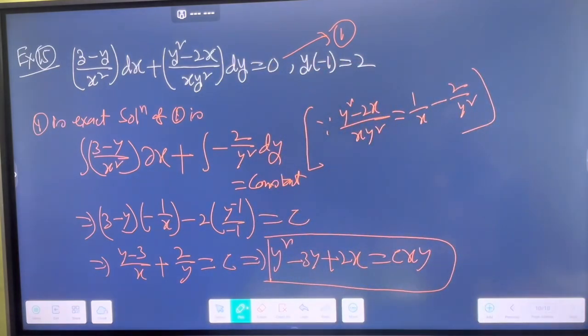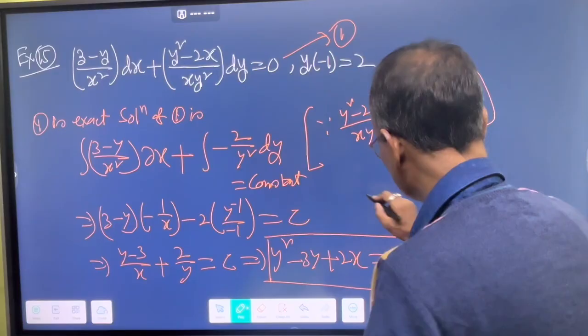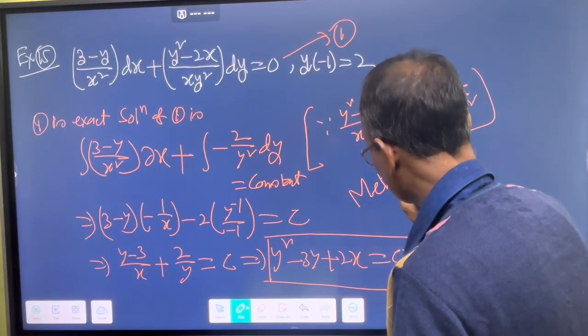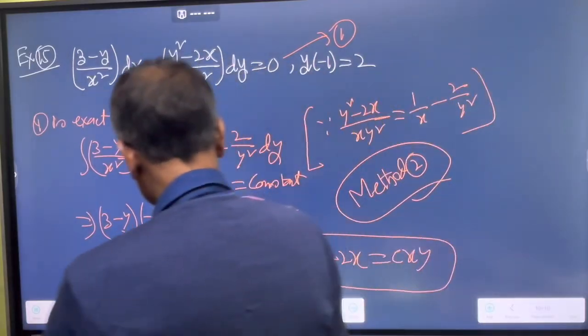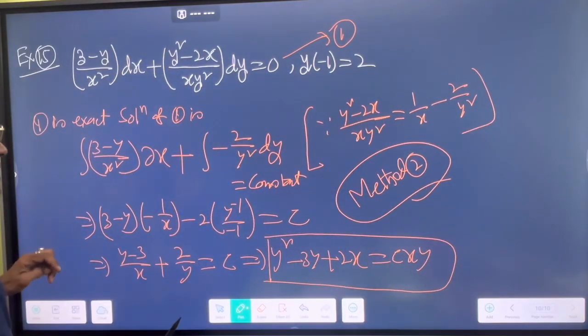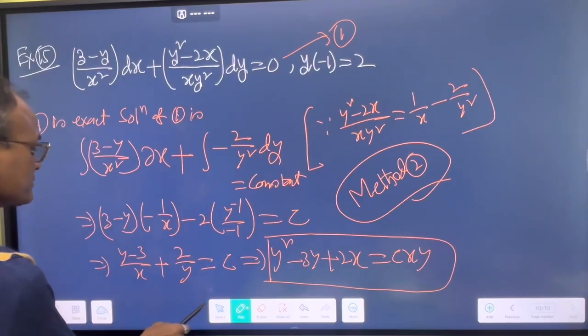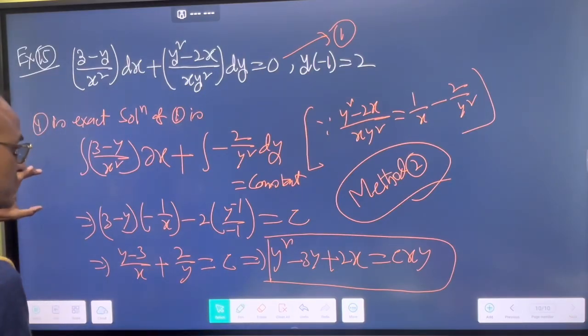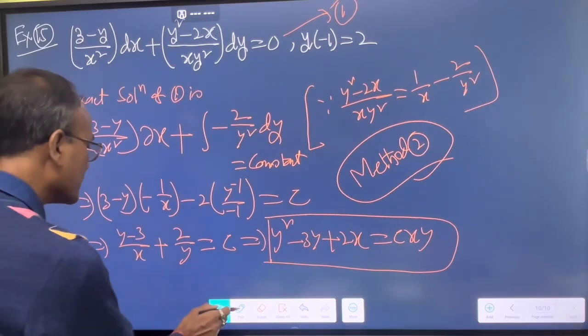Now we have solved this equation by method 2. Let us try to solve these equations by method 3.